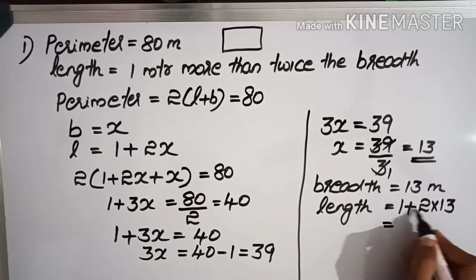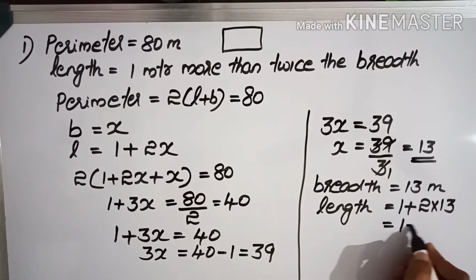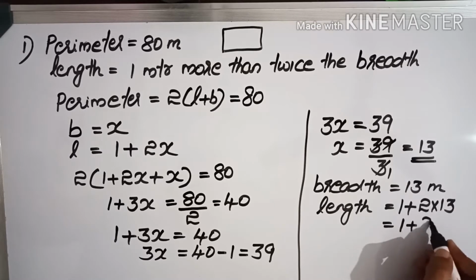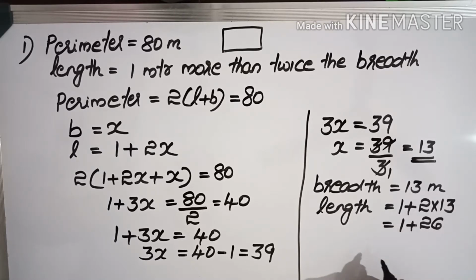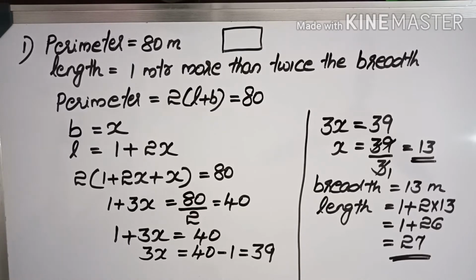Now don't add first. First you have to multiply. So 1 plus 13 into 2. 13 into 2 is what? It is 26. So total 26 plus 1 will be 27. So length equals 27 and breadth equals 13. This is the answer, the length and breadth.